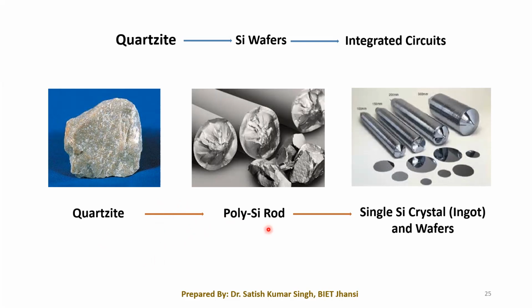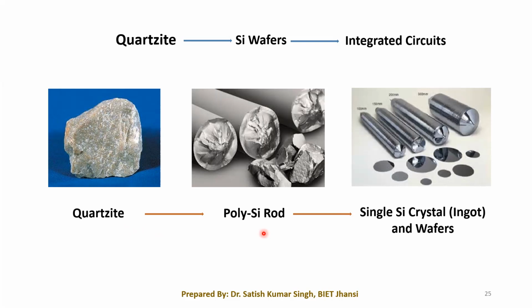And similarly, what are the different steps that we need to follow to convert a polysilicon rod into a single silicon crystal like an ingot? And then we have to cut the wafers out of this ingot. So this is the total process that we have to discuss, one by one. Now I will be discussing how this quartzite is converted into the polysilicon rod.